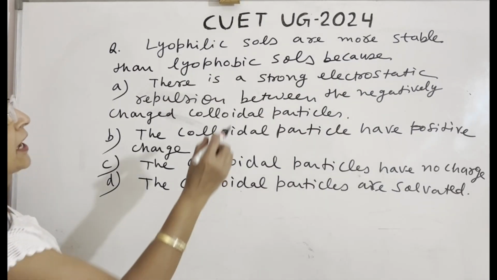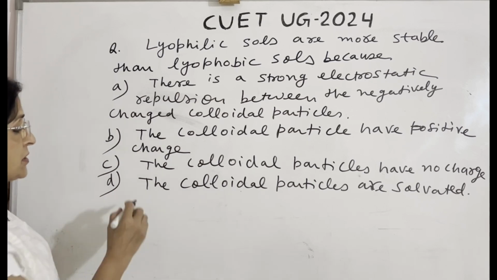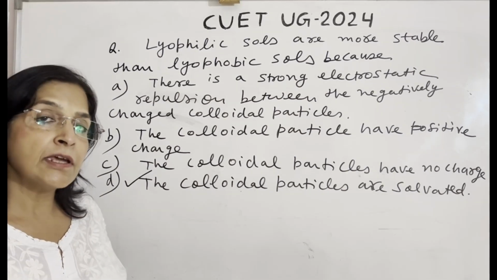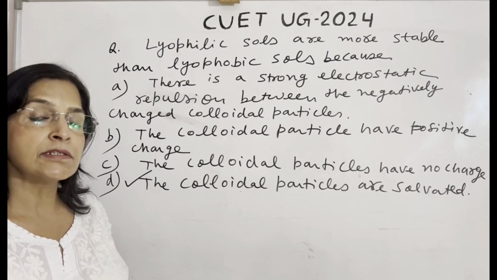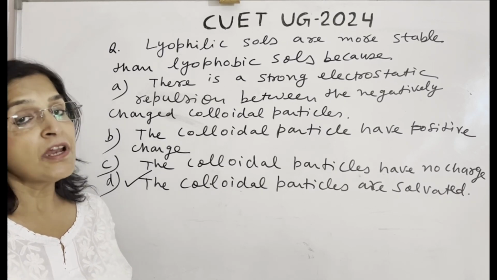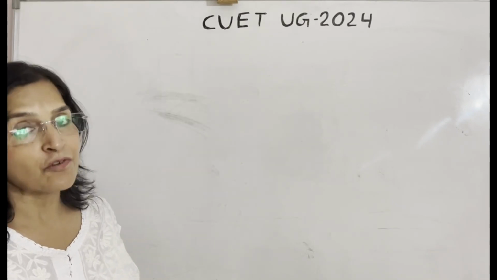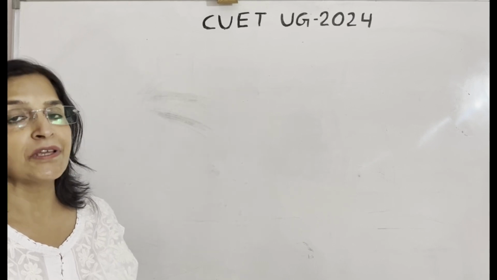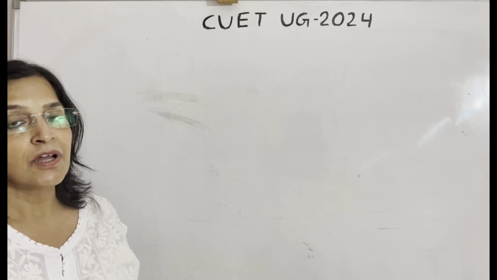Next question. Lyophilic sols are more stable than lyophobic sols because the colloidal particles are solvated. Lyophilic sols are solvent loving and lyophobic sols are solvent hating, and lyophilic sols are solvent loving, therefore they get more solvated. Starch sol is an example of lyophilic sol. Colloidal sol of ferric hydroxide is an example of lyophobic sol. Similarly, colloidal sol of arsenic sulfide is an example of lyophobic sol.